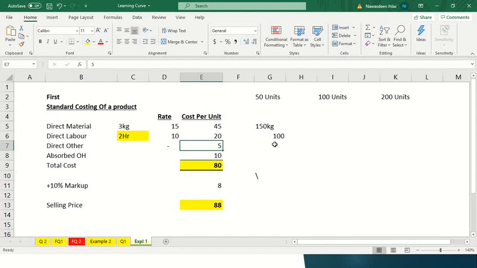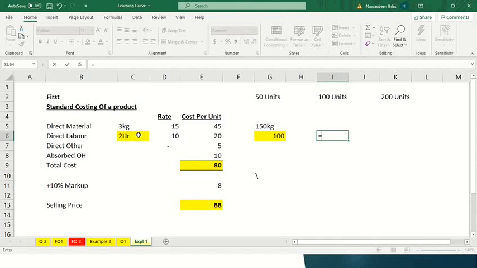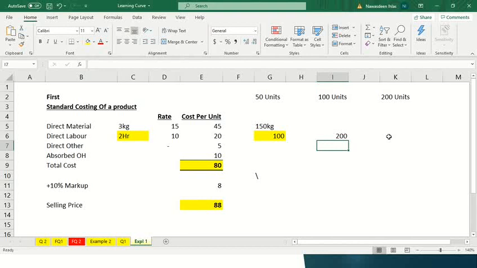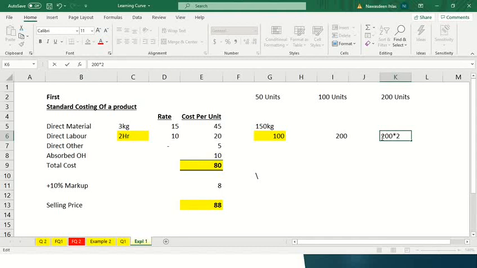Here you can see, if we assume in a normal condition per unit we need 2 labor hours, for 50 units we need how many labor hours? 100. For 1 unit we need 2 labor hours. For 100 units we need how many labor hours? We need 200 labor hours. For 200 units we need how many labor hours? We need 400 labor hours. If we assume one unit takes two labor hours, then for 50 units 100 hours, for 100 units 200 hours, and for 200 units 400 hours.